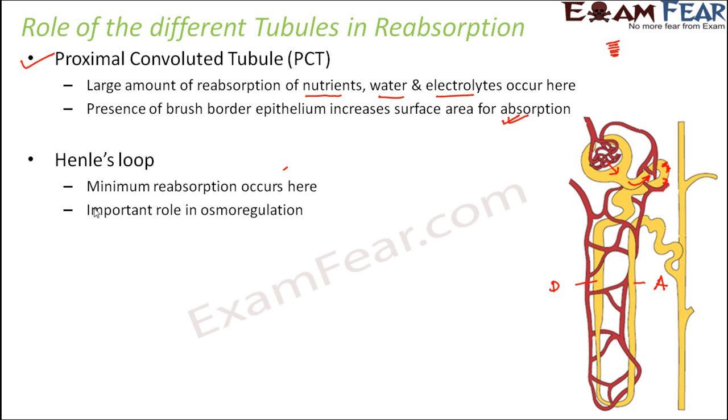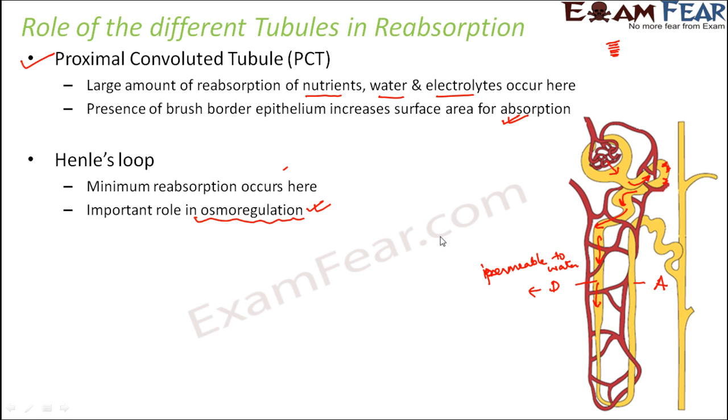Now, minimum reabsorption occurs here, not much reabsorption. However, they play a very important role in osmoregulation, that is, it maintains the water and ionic balance very well. How does it do that? As the filtrate comes down from the PCT, it moves into the descending limb of Henle's loop. This descending limb is permeable to water, so it allows water to pass across, but it doesn't allow electrolytes to pass across it.